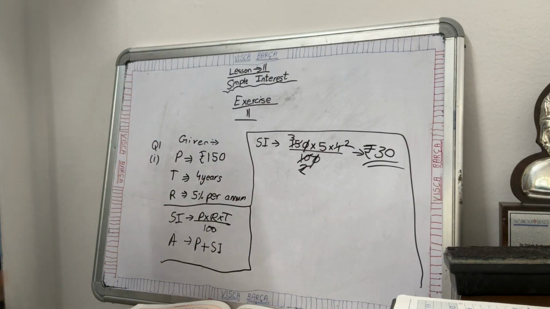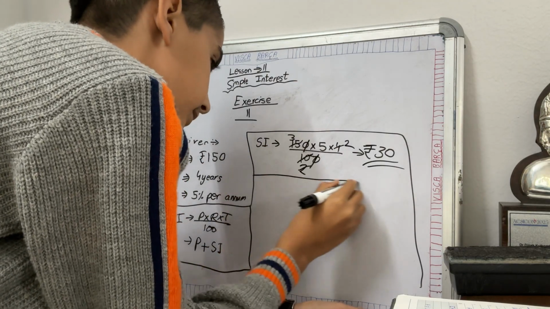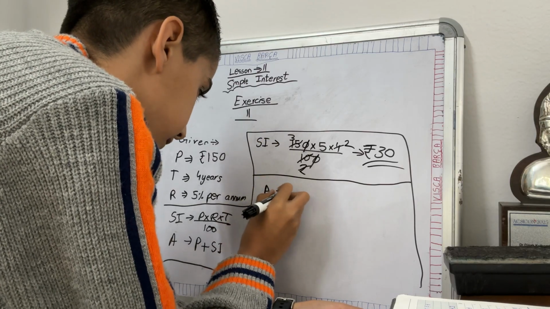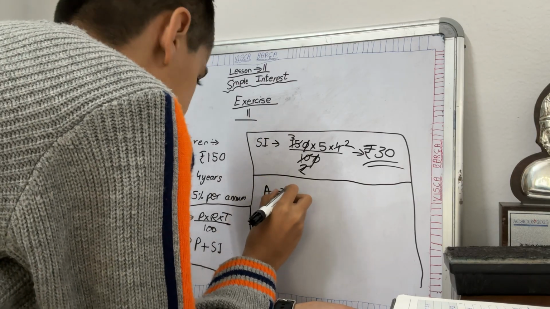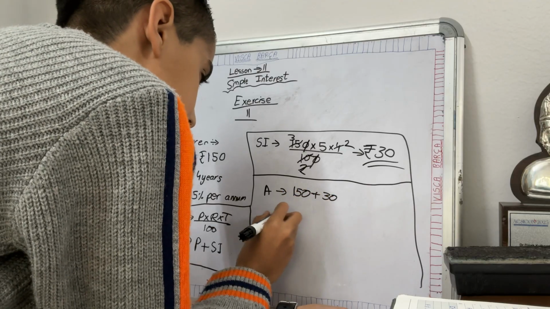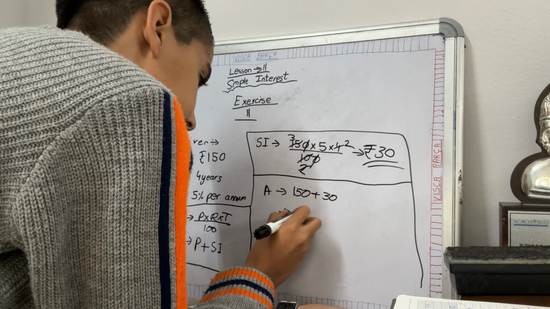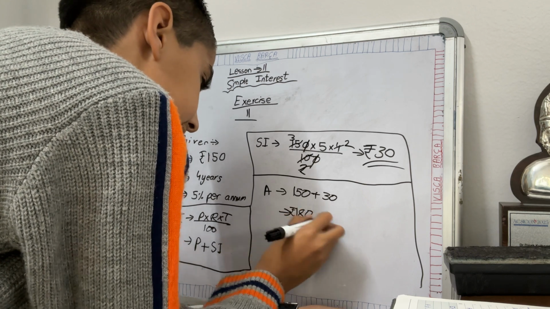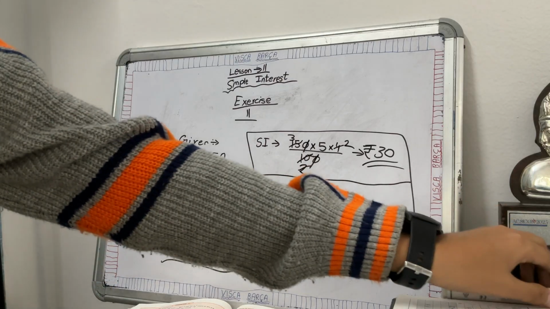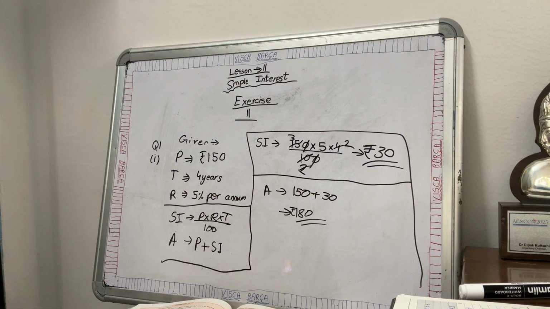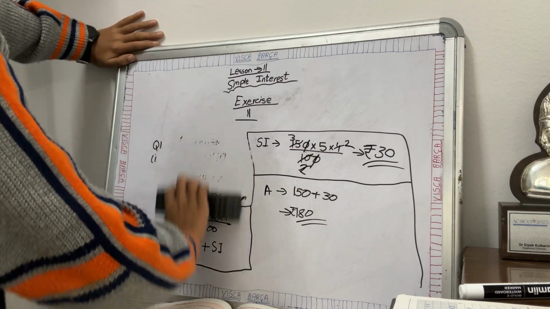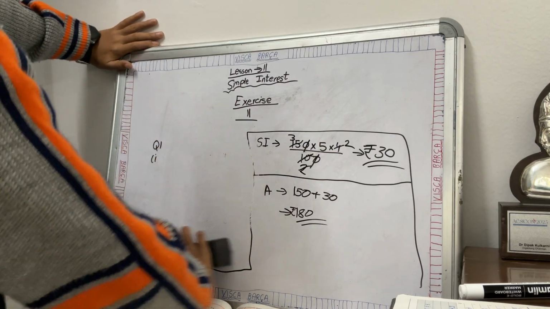Okay. Now we'll find out the amount. So A is equal to P plus SI. P 150 plus 30, A is 180. Rupees 180 is our amount. Now we'll do the next question. I'm not doing all the subparts, the rest of the subparts are homework.